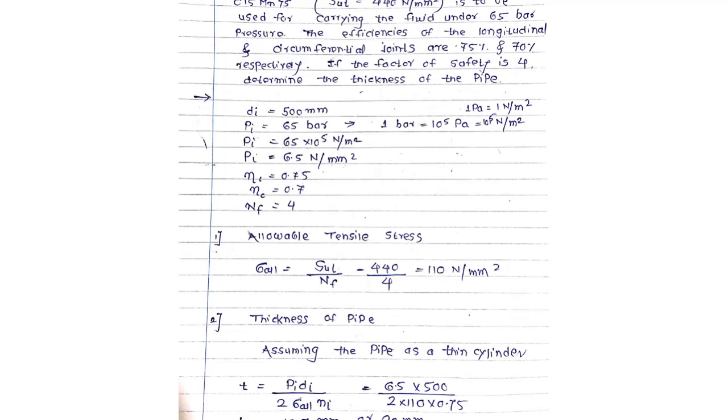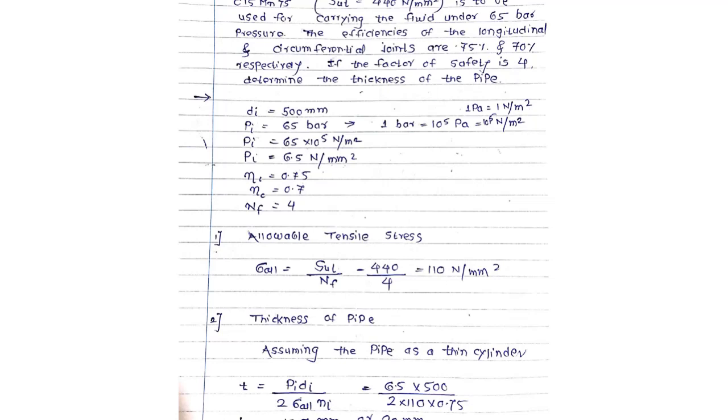The statement mentions a pipe of 500 inner diameter made of steel, with material percentage carbon 15 percent, magnesium 75 percent, and an ultimate tensile strength of 440 newton per mm square, to be used for carrying fluid under 65 bar pressure. The efficiencies of the longitudinal and circumferential joints are 75% and 70% respectively. If the factor of safety is 4, determine the thickness of the pipe. So the ultimate aim of this numerical is to find the thickness of the pipe.